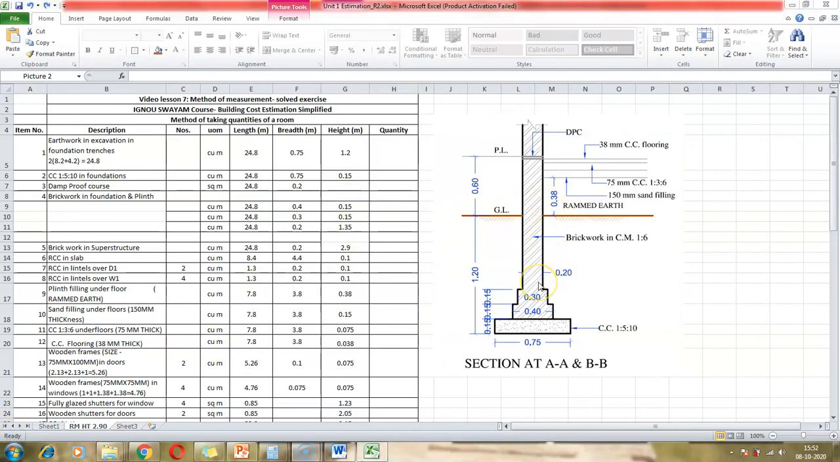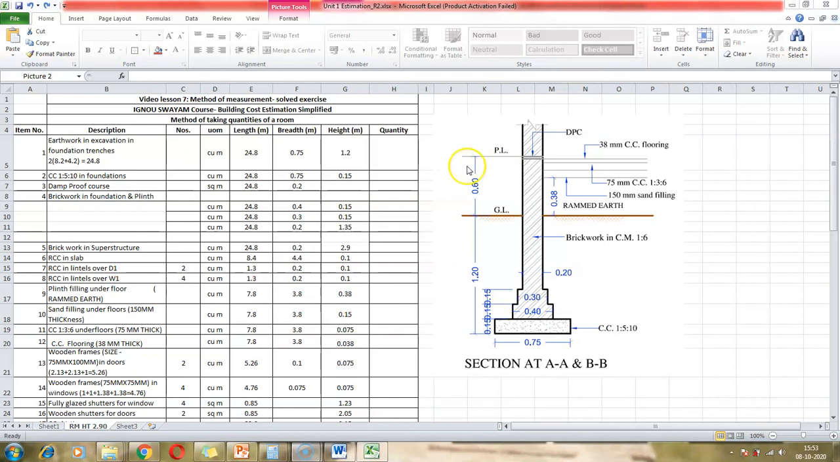The remaining portion is the brickwork that is below the plinth level. For that, again, we have the same length as we have been following, which is the perimeter, 24.8. Now the breadth is 0.2. This is the thickness of the wall. Now the third dimension is the height. So we have so far covered till this particular height, and what remains is from the top of this footing to the top of the plinth level. That is what we need to know.